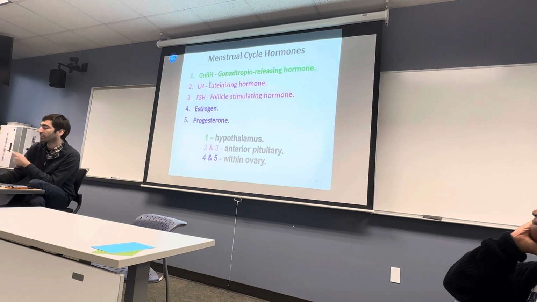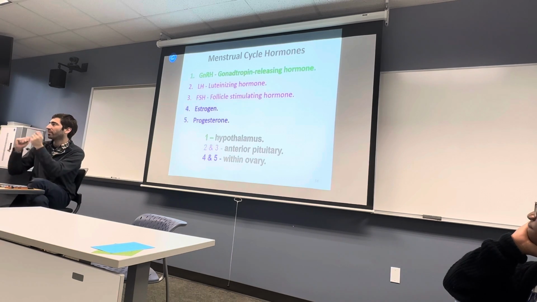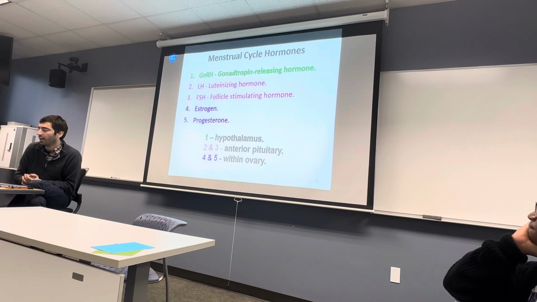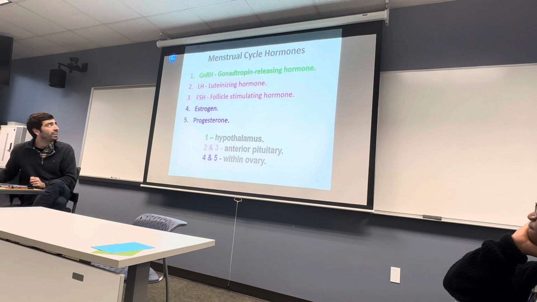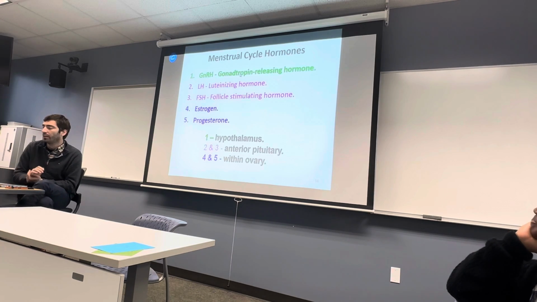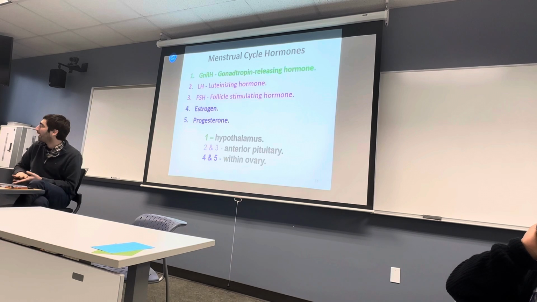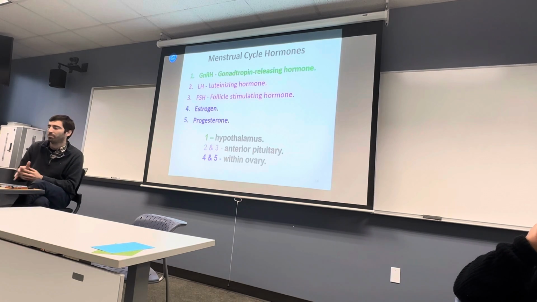And what they stand for. GnRH is gonadotropin releasing hormone, LH is luteinizing hormone, and FSH is follicle stimulating hormone. Those are the acronyms you want to get down. And here we have them color coded according to where they're produced. So not what they target, but who is producing them.